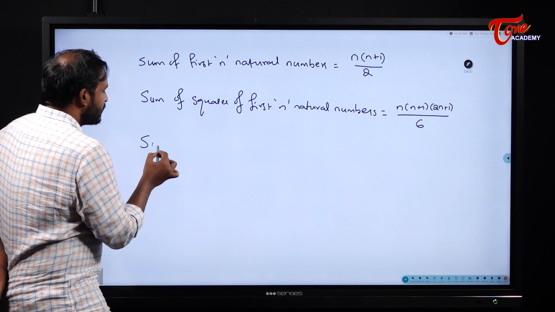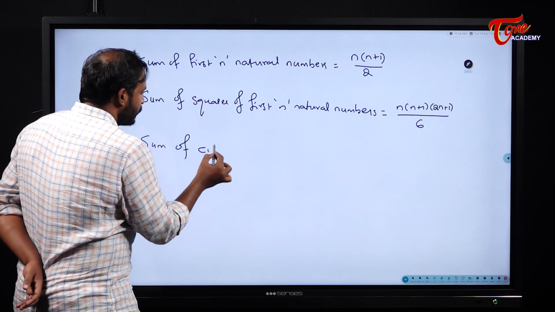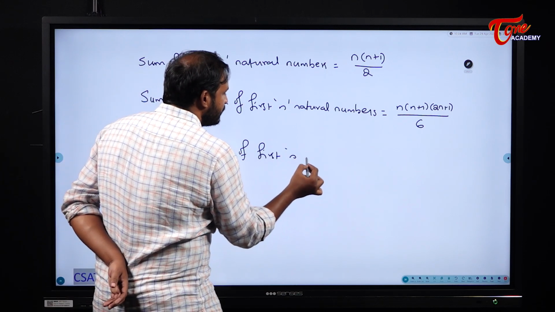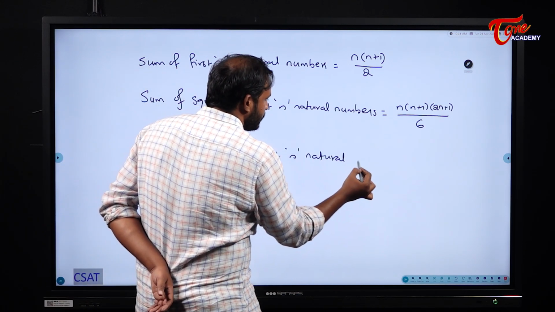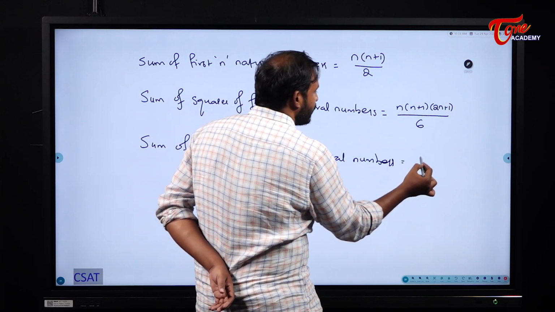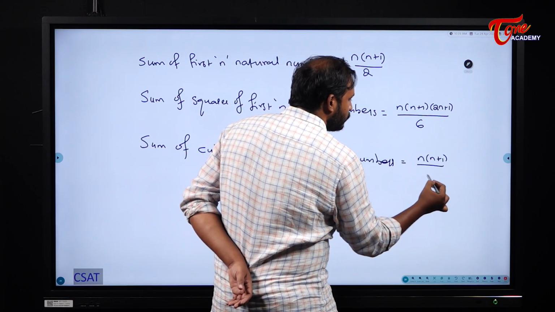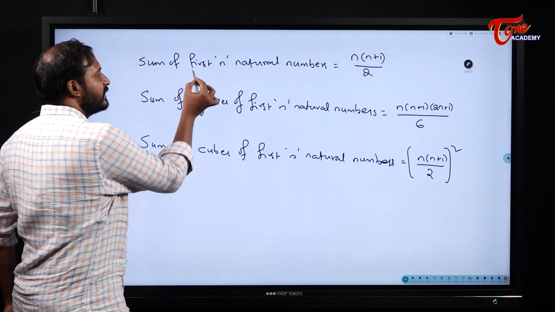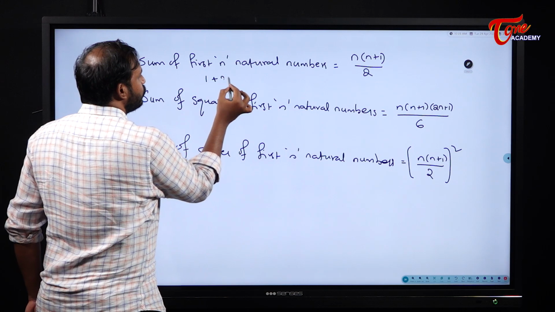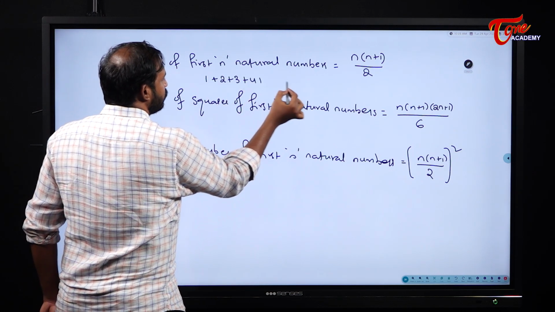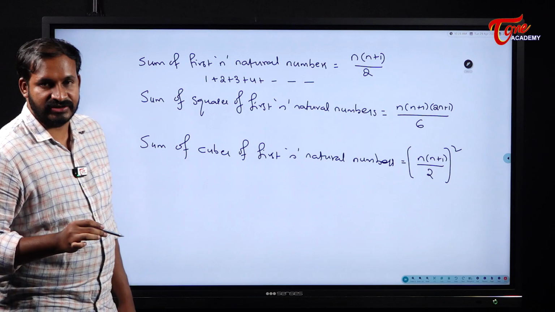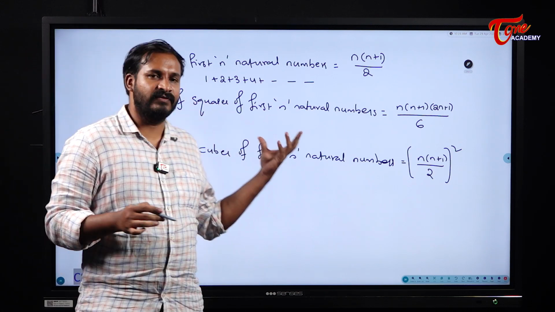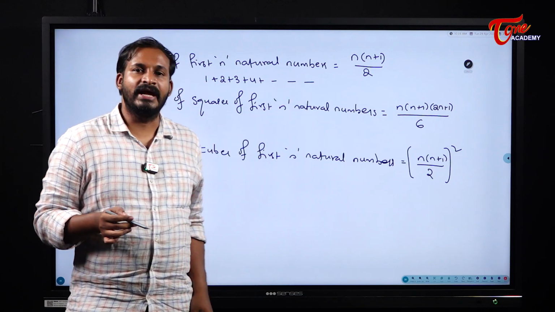Next, similarly, the sum of cubes of first n natural numbers will be equal to [n into (n plus 1) by 2] whole square. Now, what is the meaning of this one? It means 1 plus 2 plus 3 plus 4 and so on. First n natural numbers, that n can be 10, 20, 30, whatever it may be. If I want to find the sum of the numbers, I will apply the formula n into (n plus 1) by 2.